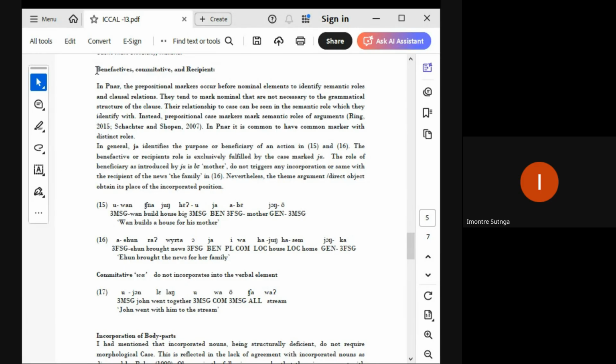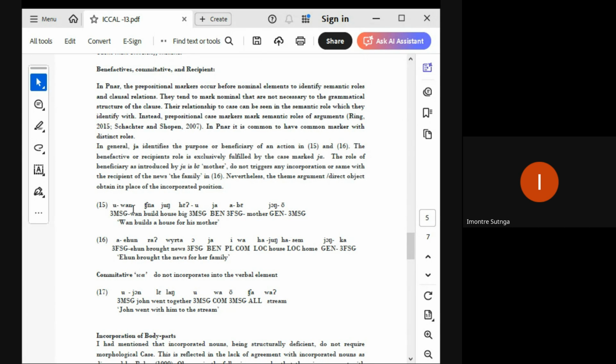So we move on to the next, the benefactive, commutative, and recipient. So we see in the previous examples that this is more prominent with the human object or the name of a person, recipients, or a goal. We see that all these do not incorporate, but benefactive, commutative, and recipient are also associated with humans and human names and a definite sense, which I would say. And in this example also I show that these do not incorporate.